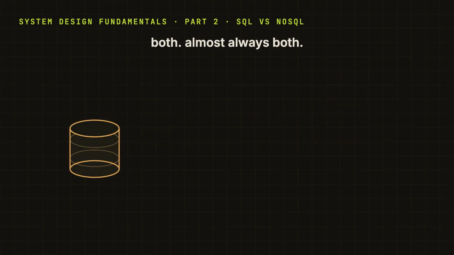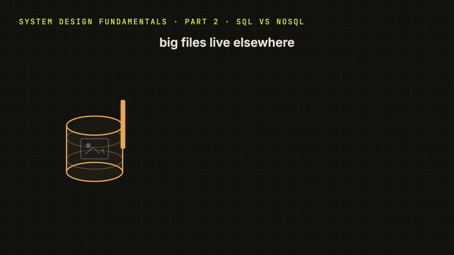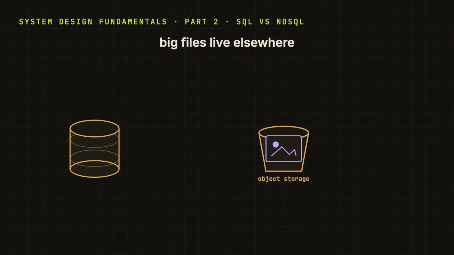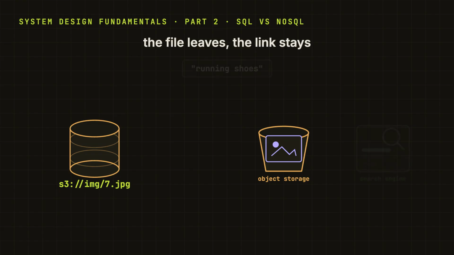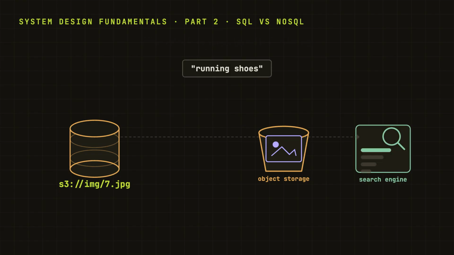And two quick related pieces, because a real store needs them. The product images do not go in the database at all. Big files go in object storage, like Amazon S3, which is a service built just for storing files cheaply. And search, when you type words in that search box, usually goes to a separate search engine like Elasticsearch, which is built to find and rank text.